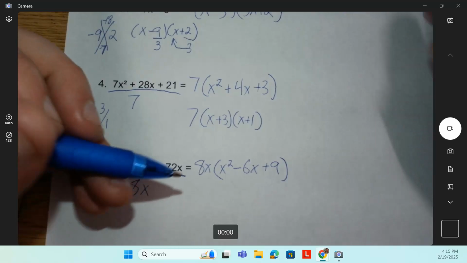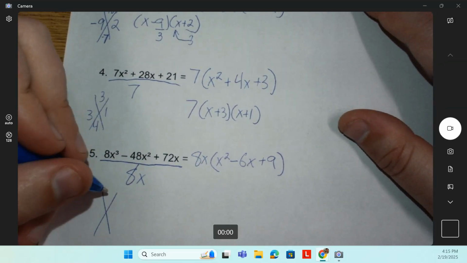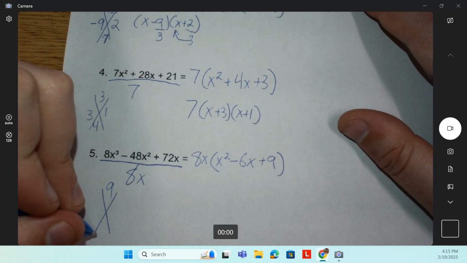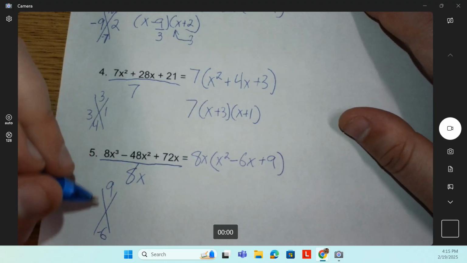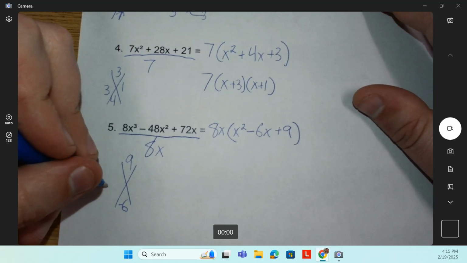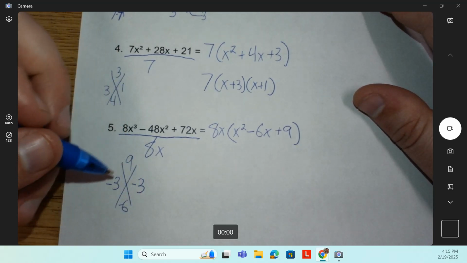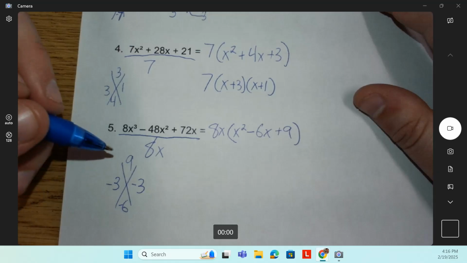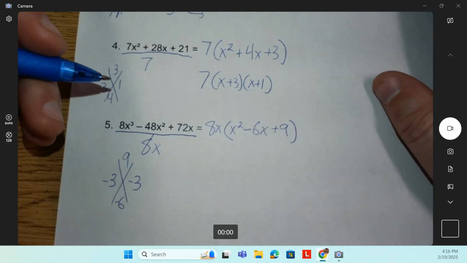And then I've got something that I need to find. What multiplies to get 9 and adds to get negative 6? The only way for that to work is if there are two negatives. So I believe a negative 3 and a negative 3 is what's going to work for me. Negative 3 times negative 3 would give me positive 9, and add together to get a negative 6.